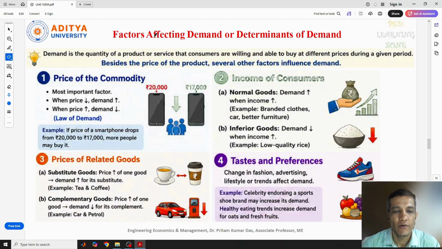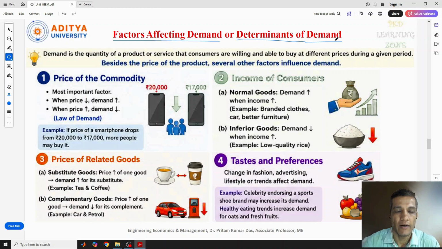In this lecture, we'll discuss the factors affecting the demand, that is called determinants of demand. In a previous lecture, we discussed demand and its types, and we know that demand is the quantity of a product or service that consumers are willing and able to buy at different prices during a given period of time. So that means at a particular time period, whatever the price of the product, the consumers are willing and able to buy the products.